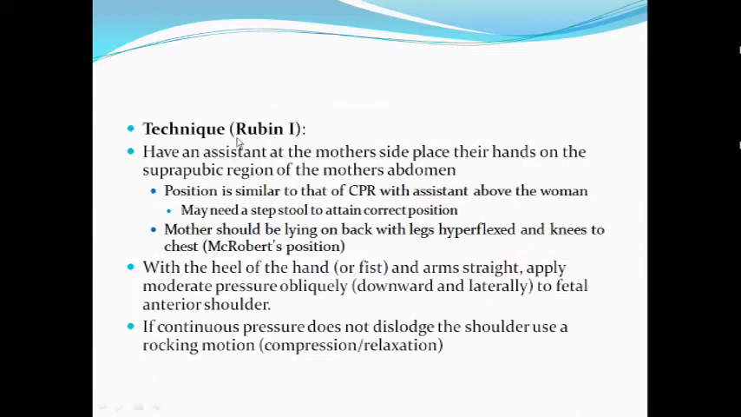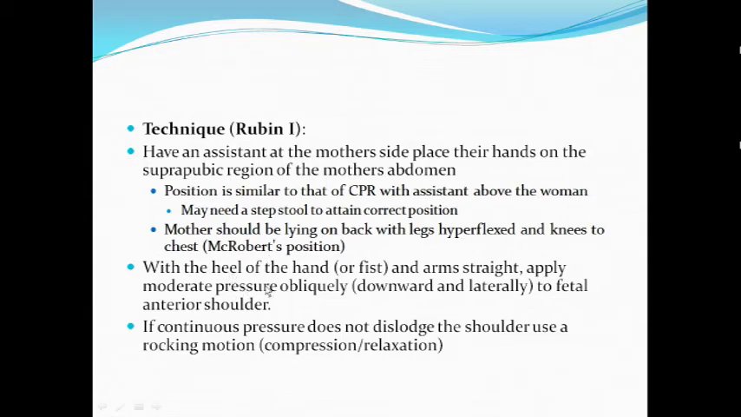Here what you will do, first I will read this. Have an assistant at the mother's side place their hand on the suprapubic region of the mother's abdomen, in a position similar to CPR, with the assistant above the woman. May need a step stool to attain the correct position. The mother should be lying on her back with legs hyperflexed and knees to the chest. That is McRoberts position.